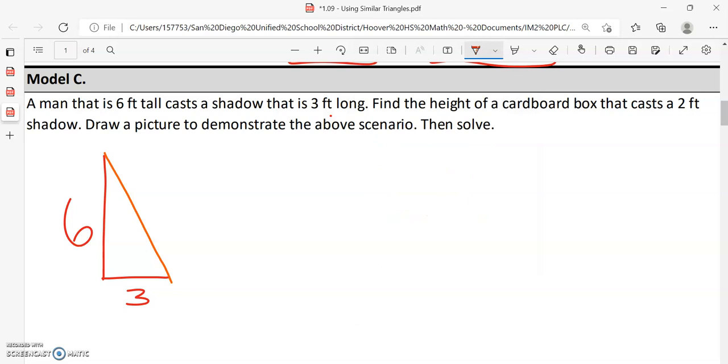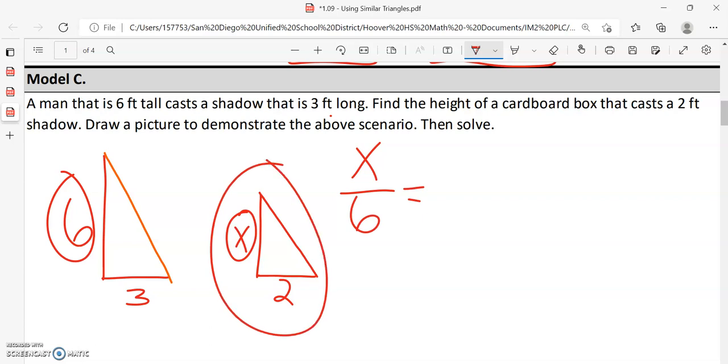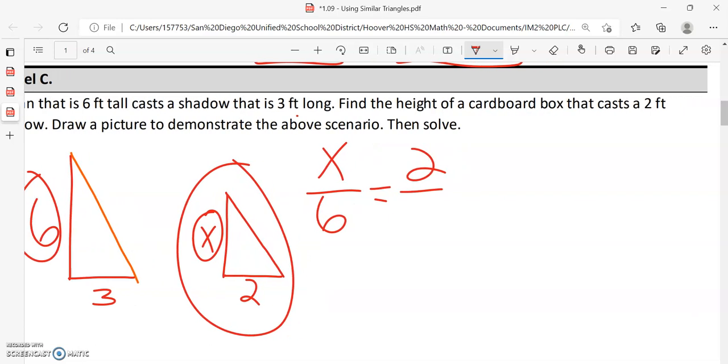And then it's asking, find the height of a cardboard box. So the height is our unknown. The cardboard box casts a 2-foot shadow. Once again, there is a triangle here. It doesn't really matter. So let's find corresponding sides. Our X is here. That goes up top. It corresponds with our 6. That goes down below. This is our numerator, so 2 over our 3.